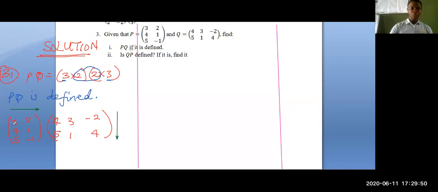Now 3 and 2, the first row, multiply this column. So what am I going to have? 3 times 4 will give me 12, plus 2 times 5 to give us 10. So that is the answer I get from this row multiplying this column. So this is the first row multiplying the first column.